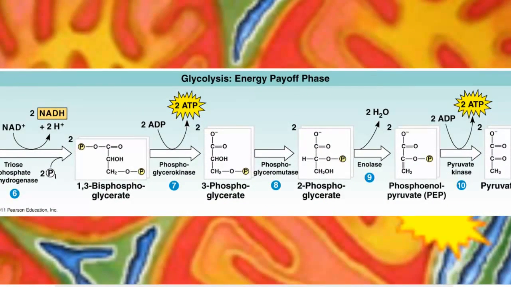In the payoff phase, we get the ATP that we put in the investment phase back, plus 2 more ATPs, for a production total of 4 ATP. Remember that while 4 ATP are produced, it took 2 to produce the 4, so really we have a net ATP production of 2.